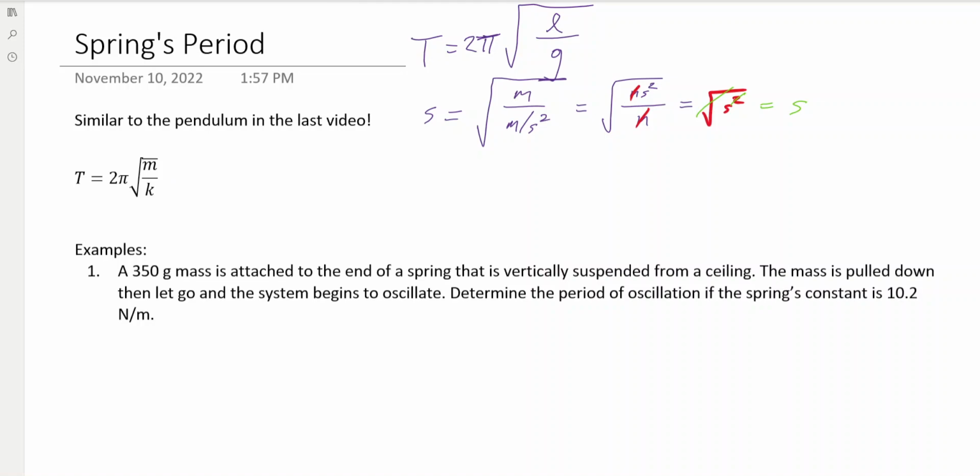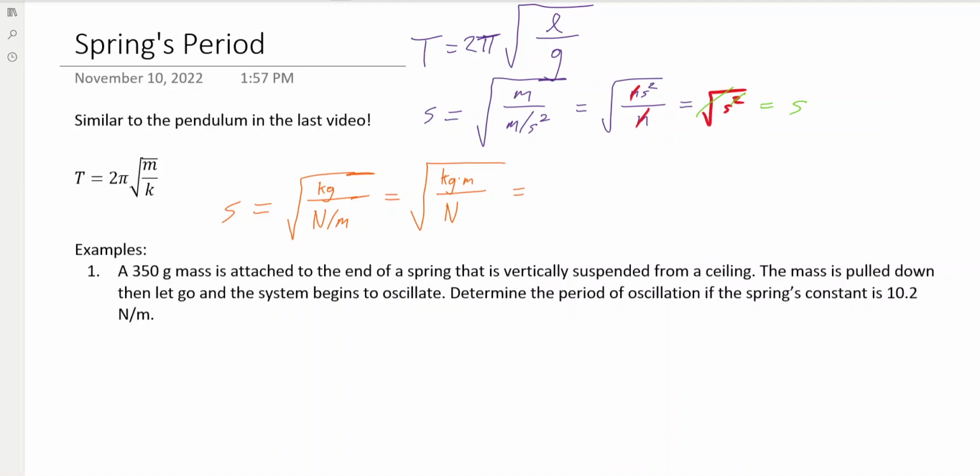So here, the same thing works for a springs period. So we've got square root of mass, which is in kilograms, over the spring constant, which is newtons per meter. Okay, so let's just take a step back before we take a step forward. So kilograms times meters, right? That's what we said before.